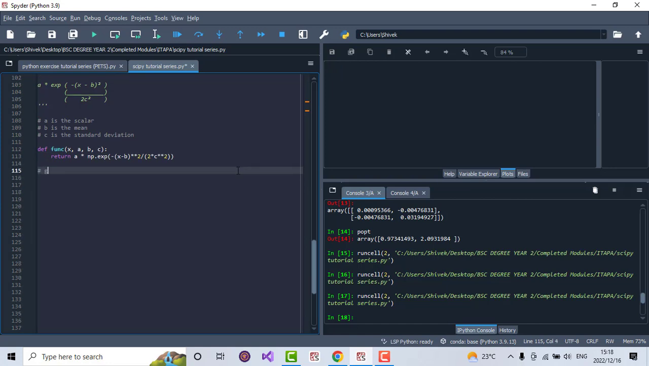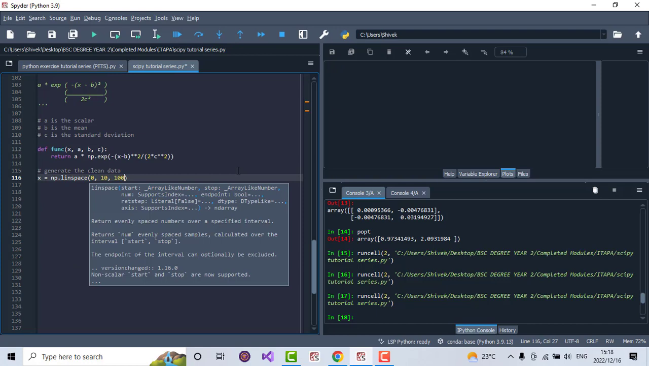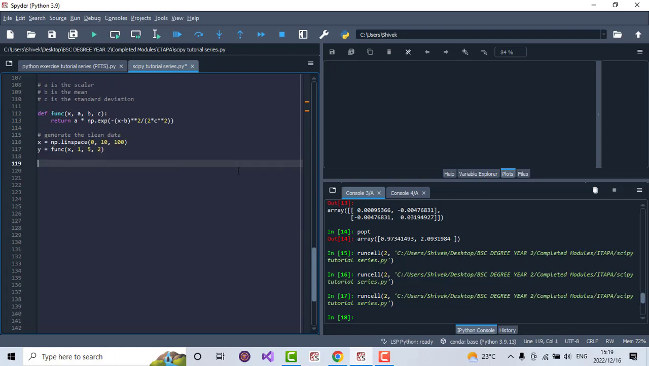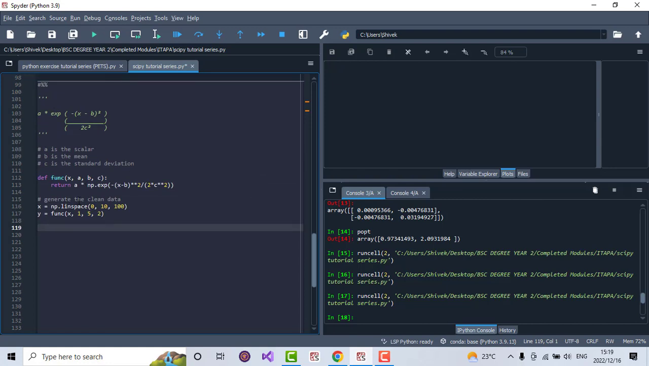Now the next thing we'll do is exactly the same. We will generate the clean data, exact same procedure, numpy linspace. You guys can copy and paste this if you'd like. So y is equal to the function. Now we are passing values for the function. Suppose we'd like to work with 1, 5, and 2. Essentially what this means is that a will take on a value of 1, so the scalar is 1. The mean we set to 5, and standard deviation to 2.